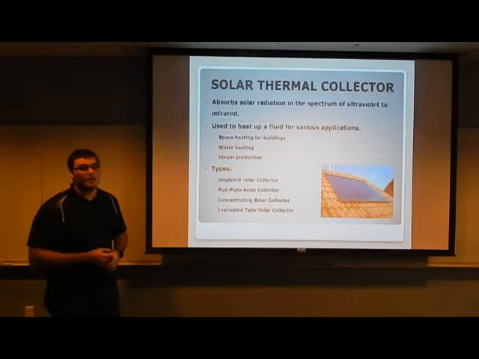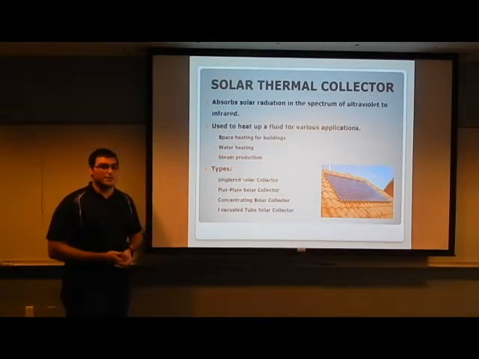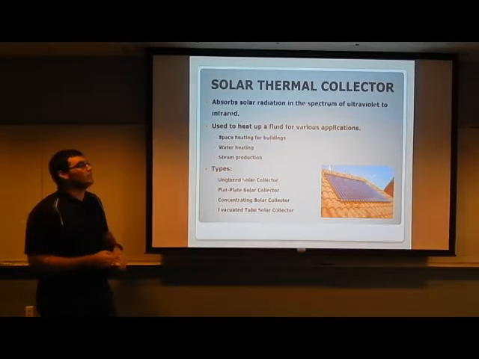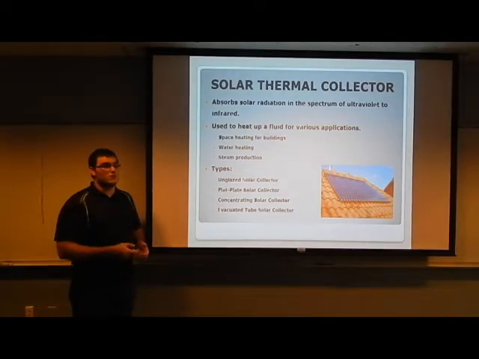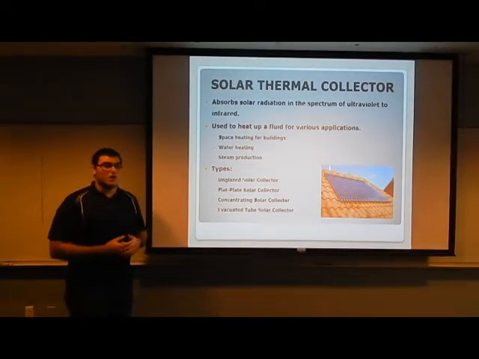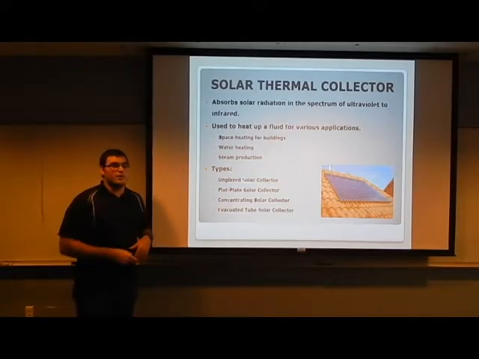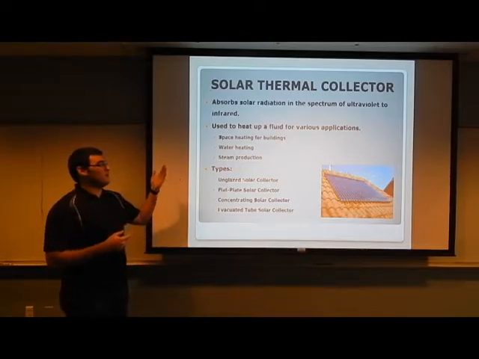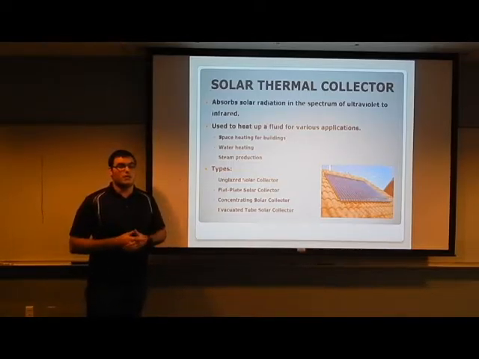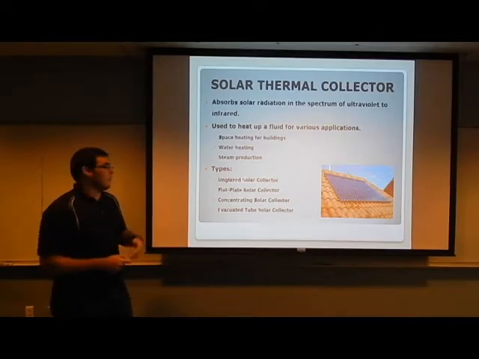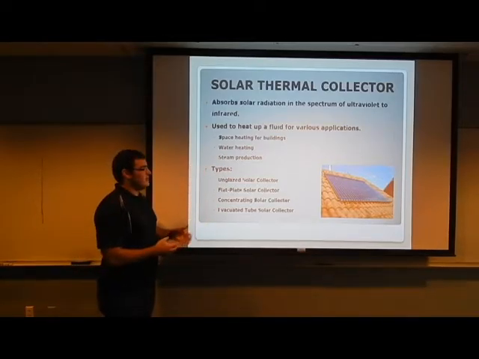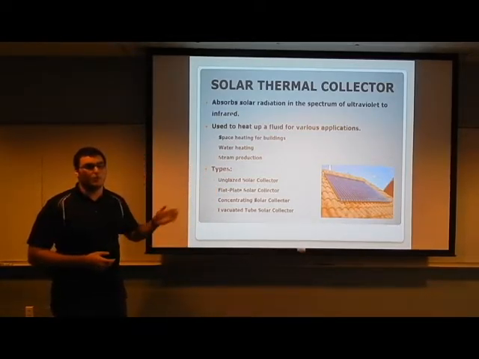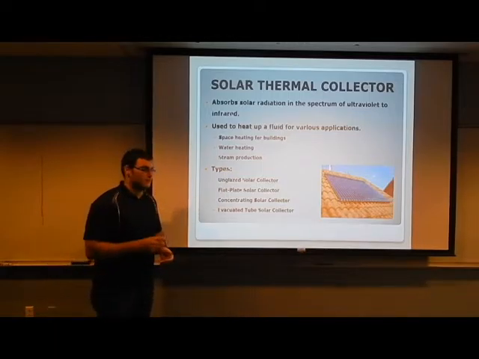Another type of solar energy system is a solar thermal collector. It works on the principle of absorbing solar radiation in the spectrum of ultraviolet to infrared. It's commonly used to heat up fluid for various applications. Specifically, it can be used for space heating for buildings, water heating, and steam production. Down here you can see the four main types of collectors that we will be discussing in the following slides.